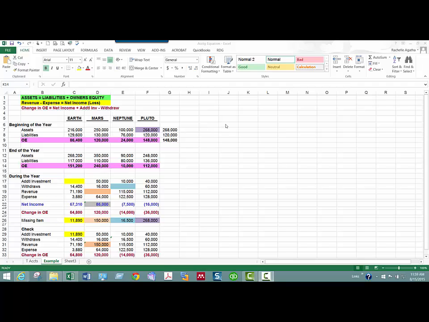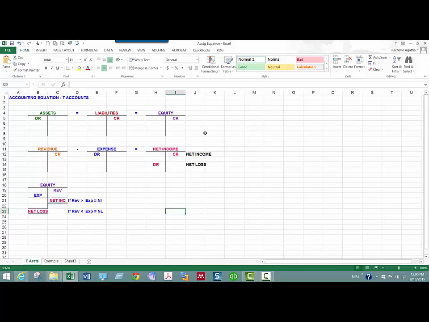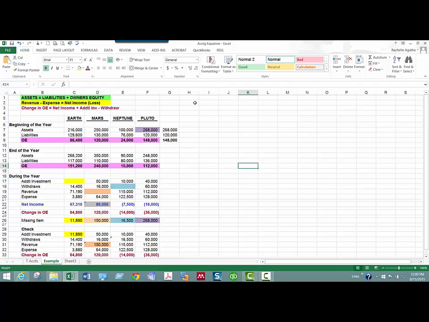In the first part of the lecture, there was a first lecture called Normal Balance and T Accounts. And now we're going to expand on the accounting equation and look a little bit more deeply. If you recall, assets equal liabilities plus owner's equity. And in the T account lecture, we covered how that looked in T accounts. So go back and watch that lecture if you haven't.